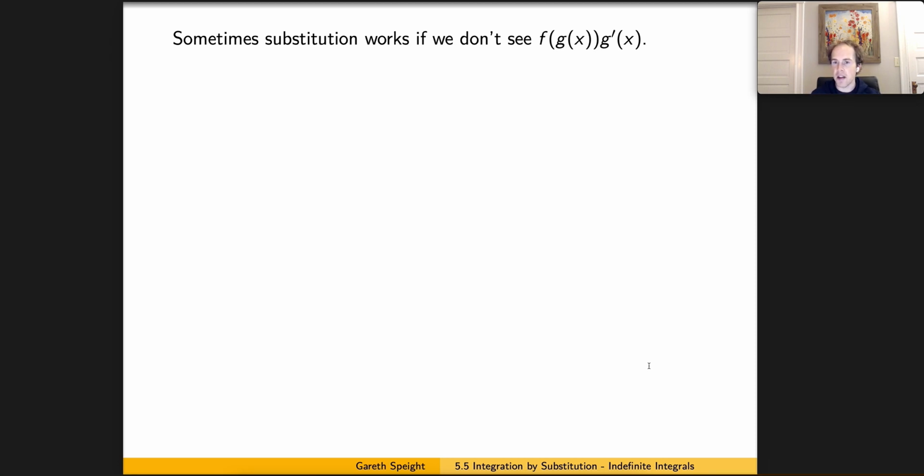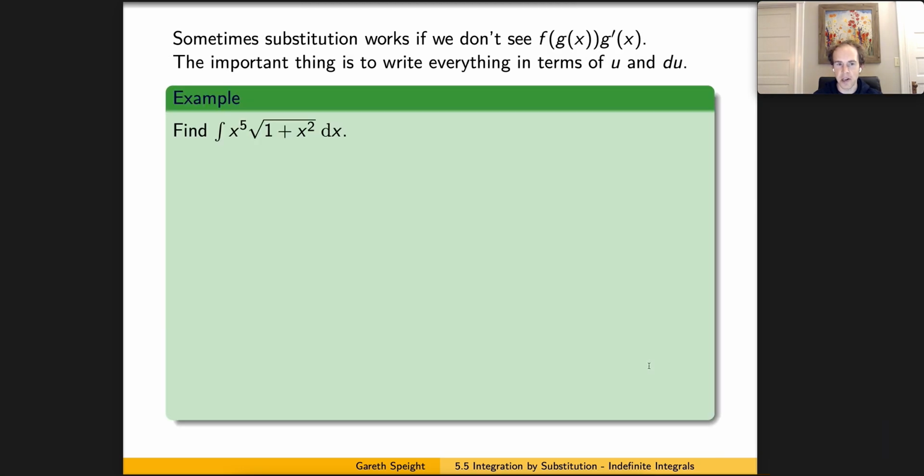And it still works. The important thing is that when we do the same steps as we've been doing, we have to be able to always write everything in terms of the new variable and d of the new variable. We have to be able to write everything in terms of u and du. As long as we can use u equals g of x and our formula for du dx and rearrange, as long as we can use that to write everything in terms of u and du, then we're in good shape.